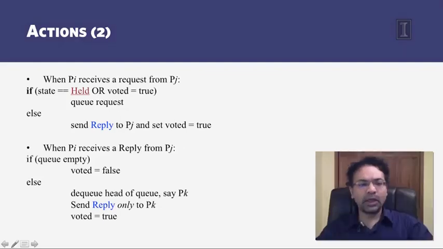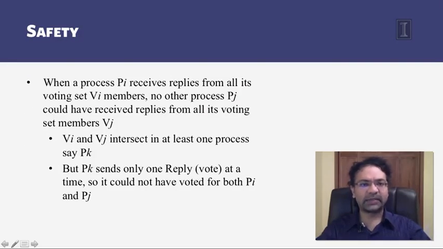So why does this algorithm guarantee safety? Well, when a process Pi receives replies from all its voting set members Vi, including itself, no other process Pj could have received replies from all its voting set members Vj, because Vj would have had intersection with Vi in at least one process Pk, and Pk could have sent only one reply or vote at a time, and it already sent the vote to Pi, which means that it could not have voted for Pj as well. Okay, so this means that safety is guaranteed by the Maekawa algorithm.